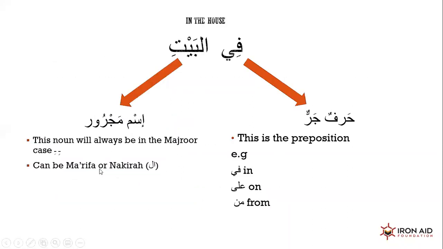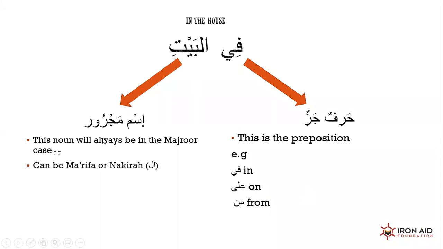So this is the actual rule. A simple example, fil bayti, in the house. Fi, in, al-bayti, the house. So fi is called the harf jar. This is the actual preposition. Whatever preposition you are using, this example is fi. You can have ala, min, and we'll go through the many different types of prepositions used in the Quran in the next slide.